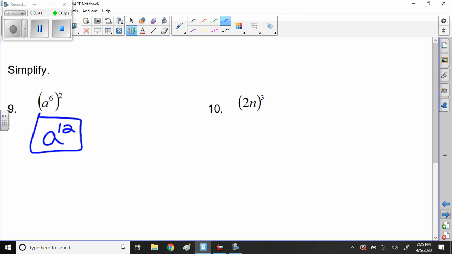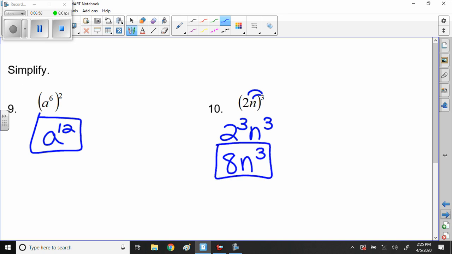On number 10, I'm going to apply the 3 to each piece here, since I have more than one piece now. So it's like saying I have 2 to the third and n to the third. 2 to the third means 2 times 2 times 2, which equals 8. So I have 8n to the third, or 8n cubed.